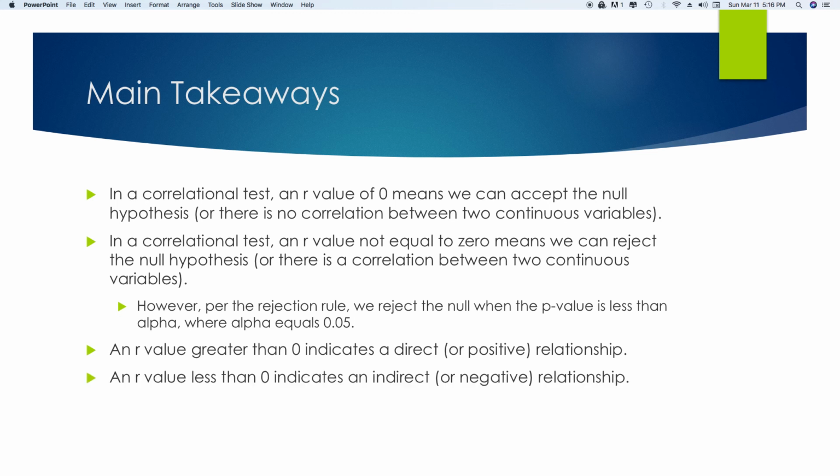An R value less than 0 indicates an indirect or negative relationship, which would be a downward sloping line seen graphically in the scatter plot. And an R value equal to 0 indicates no relationship.